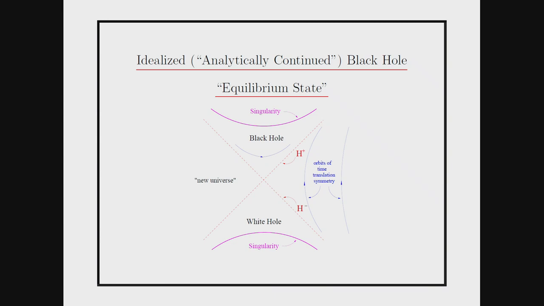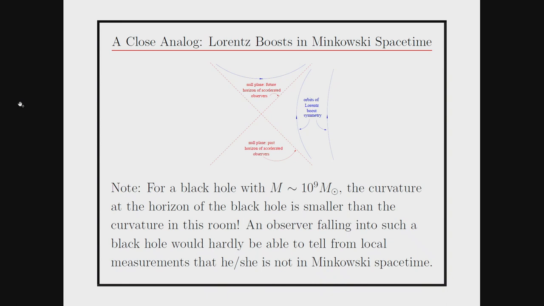If you've seen the Kruskal diagram for Schwarzschild, the general black hole with a bifurcate killing horizon will have a similar structure, not necessarily with the singularity up here, but with the horizon. That may look weird, but of course, this is just what's going on in Minkowski space-time relative to Lorentz boosts. I've already shown you the orbits of Lorentz boost symmetry; they look the same.